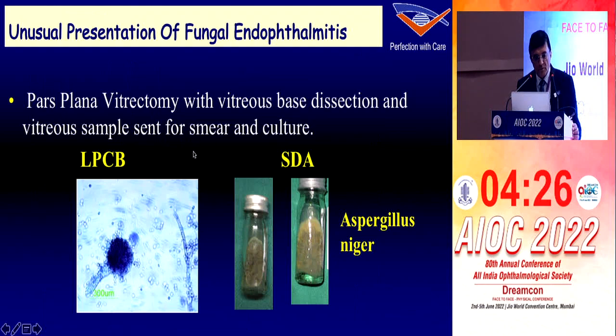This was a patient who was a golfer, who had a little bit of floaters. We were surprised that even an Aspergillus, which actually should present a little bit more aggressively, came up after we did a YAG capsulotomy. We were able to grow this on lactophenol cotton blue and Sabouraud dextrose agar, and the organisms were identified.